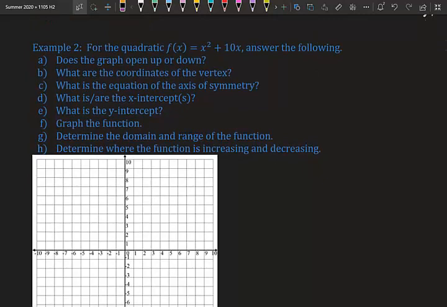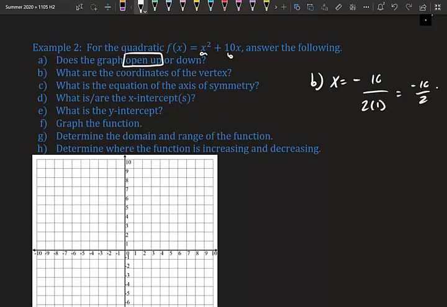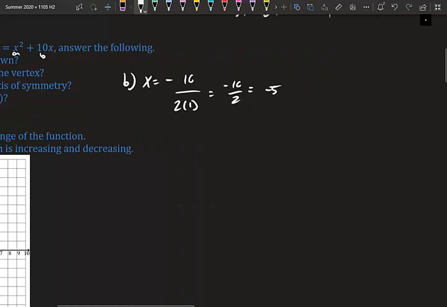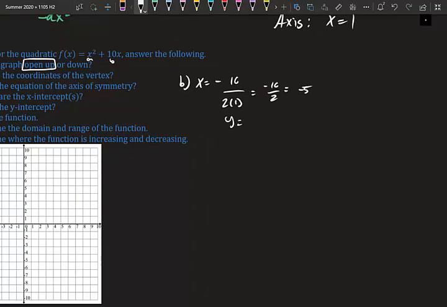Let's go ahead and graph this quadratic and answer some stuff about it. So does the graph open up or down? It opens up because it's positive x squared. Let's go ahead and find the vertex. So we have x equals negative b over 2a, so negative 10 over 2 times 1, so negative 10 over 2, we get negative 5. Now we're going to plug it in. So we have y equals negative 5 squared plus 10 times negative 5. So that's 25 minus 50, which is negative 25. So the vertex is (negative 5, negative 25).